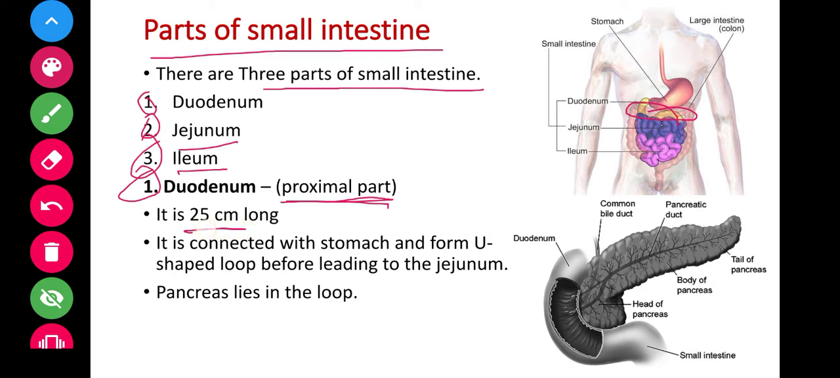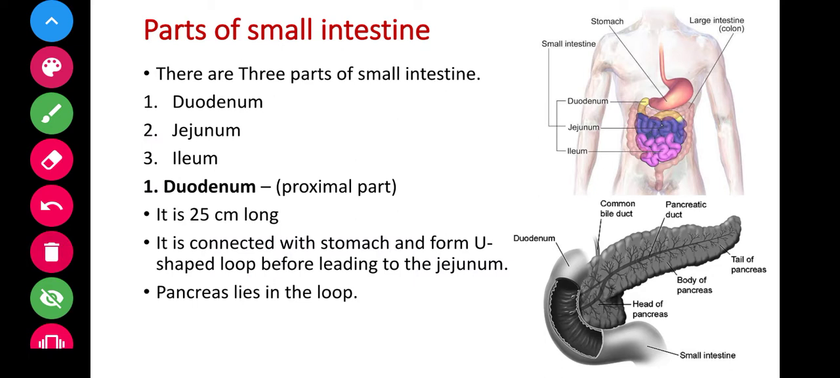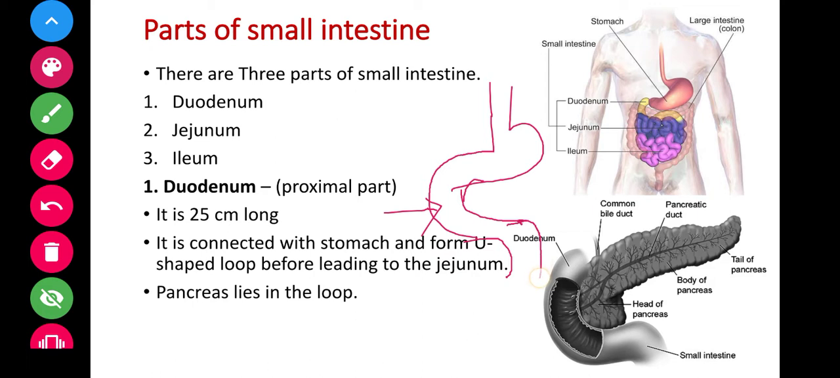It is 25 centimeter long. Okay. Next, it is connected with stomach and forms U-shaped loop before leading to jejunum. Look here, this one is the stomach. Okay, now stomach is connected to duodenum. Okay, this duodenum is U-shaped. After that, this duodenum is connected with jejunum region.